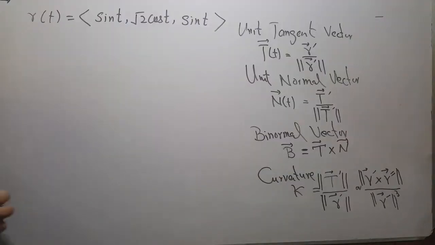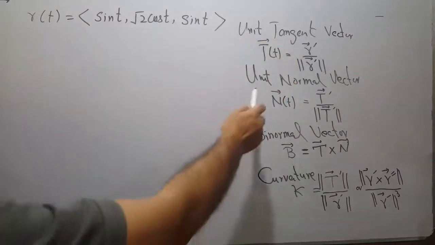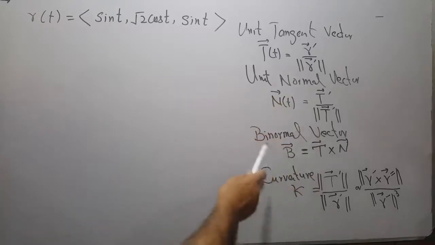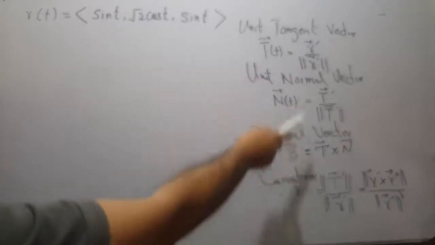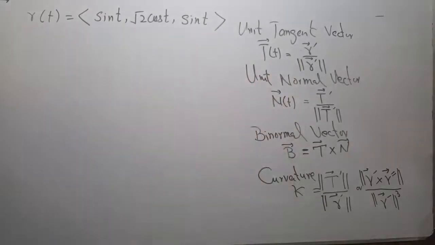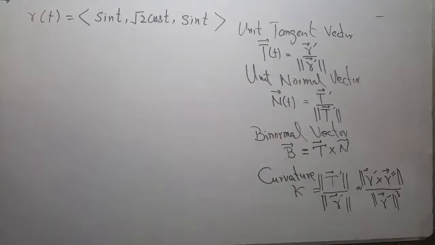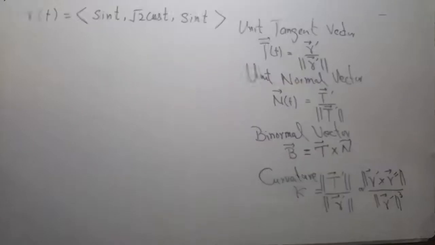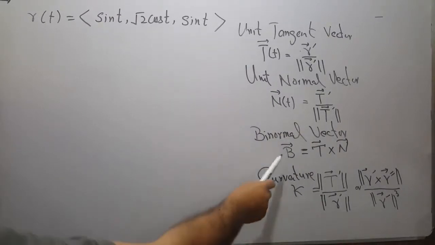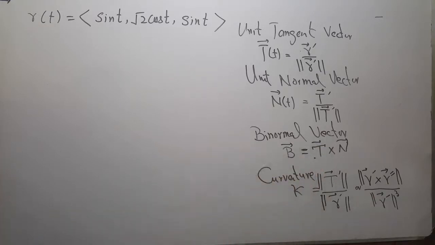The next part would be to find out the unit tangent vector T, the unit normal vector N, the binormal vector B, and the curvature kappa, small k. And the formula for these: the derivative of the vector valued function r, divided by its magnitude, is the formula for the tangent vector. For the normal, it's the derivative of the tangent divided by its magnitude. The binormal is the cross product of the unit tangent vector and unit normal vector.